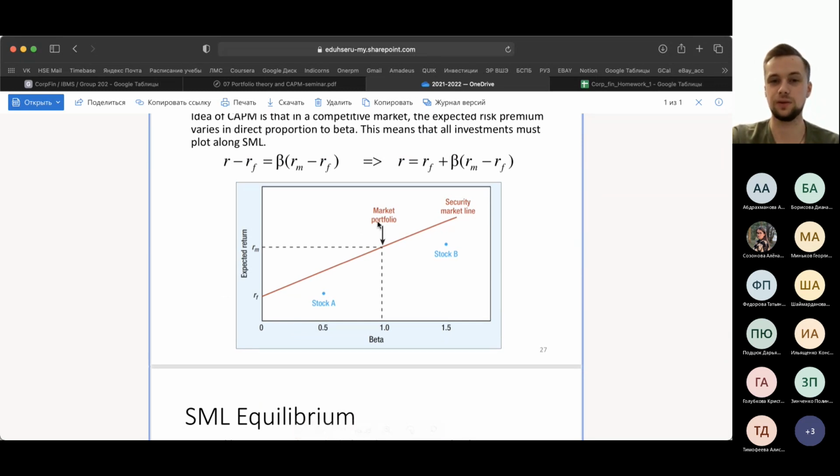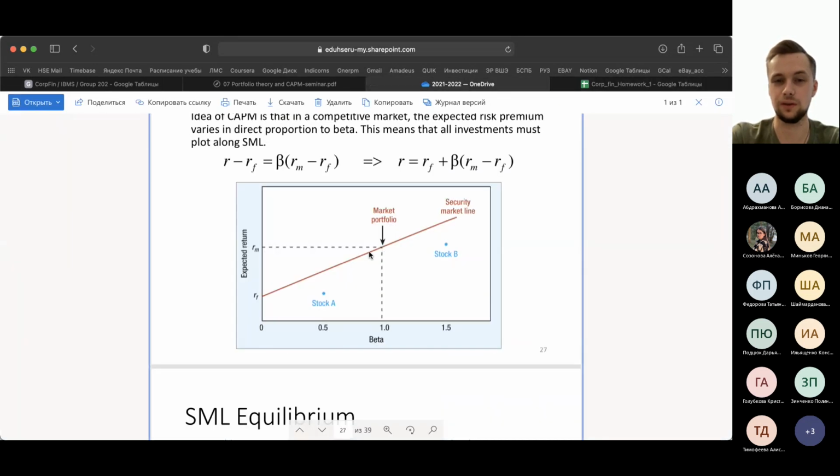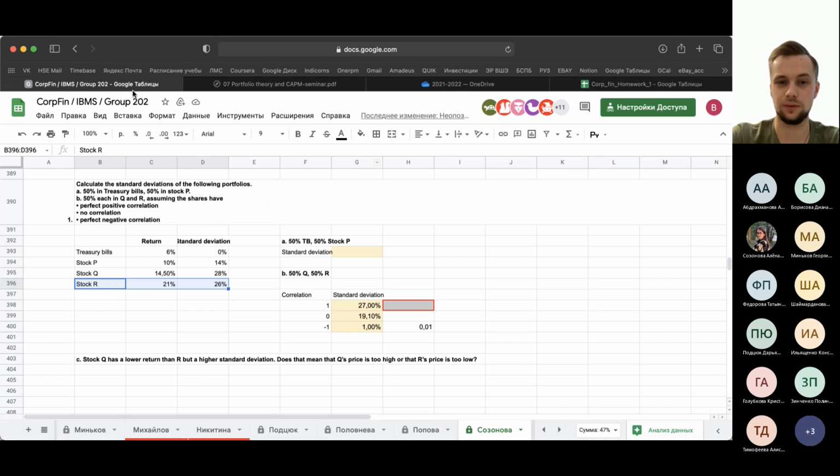If stock R is on the security market line, somewhere here, for example, then probably if stock Q is under this market line, it is overvalued. Yes. So we need some additional information to judge if these stocks are overvalued or undervalued.